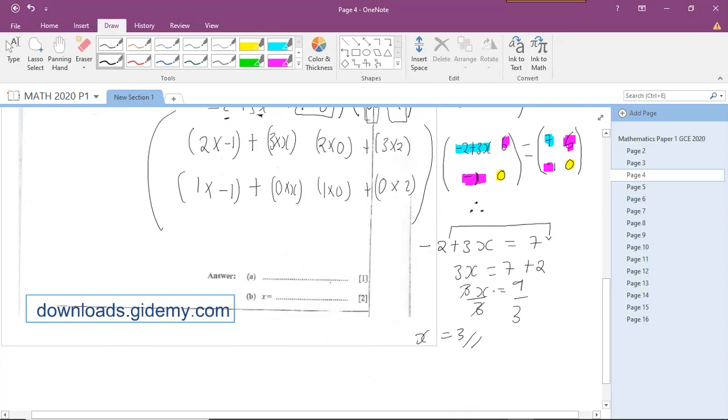We'll be left with 3x is equal to 9, 7, 8, 9. We're trying to make x the subject, so we divide both sides by 3. The 3 will cancel. 9 divided by 3, our answer will be 3, 3, 6, 9. Therefore, the value of x is 3.